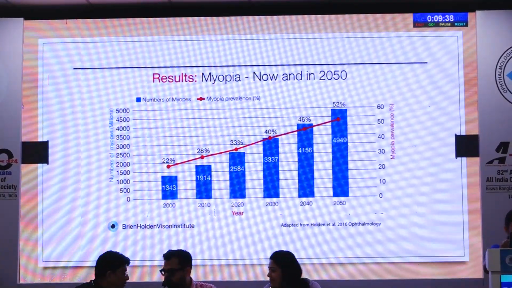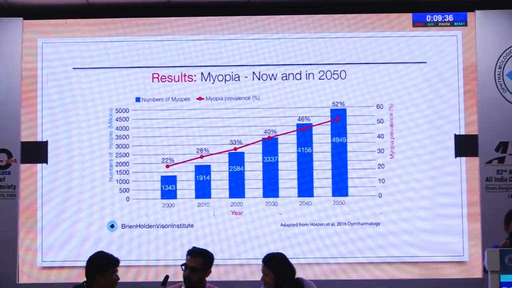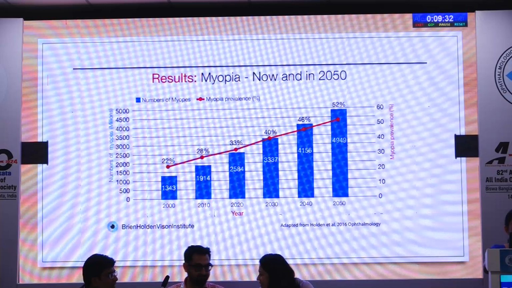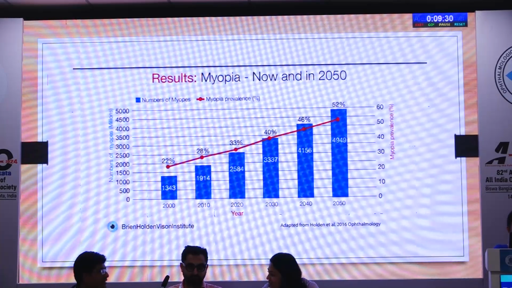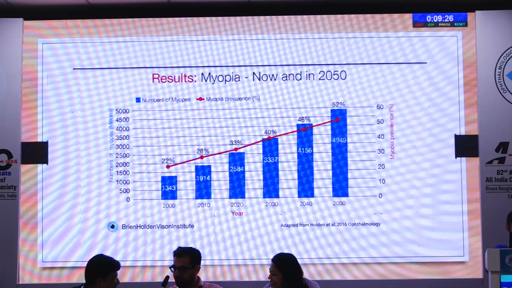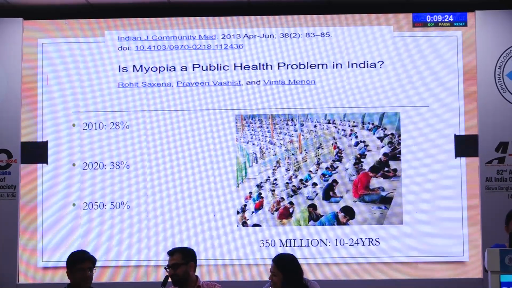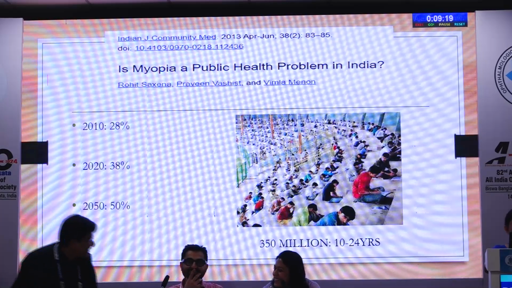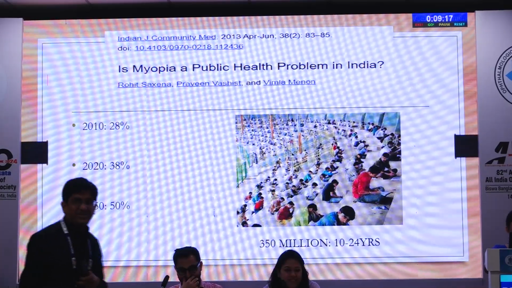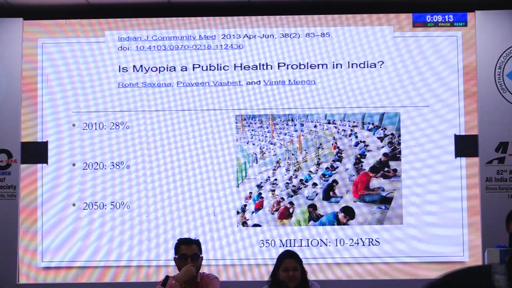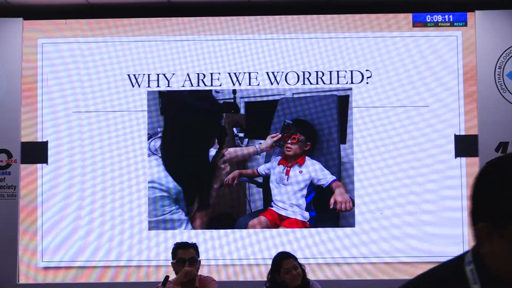Now, this is just to touch upon why all this discussion is so important. Like we have already seen, myopia is a rising problem. By 2050, more than 50% of the world population is going to be myopes. And this is a very important paper by Dr. Rohit Saxena and group, which showed a high percentage of myopia, especially in urban India compared to rural India.